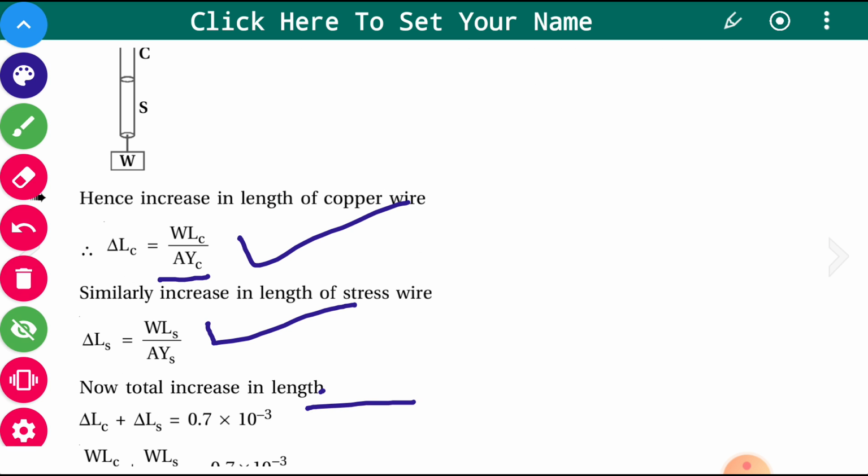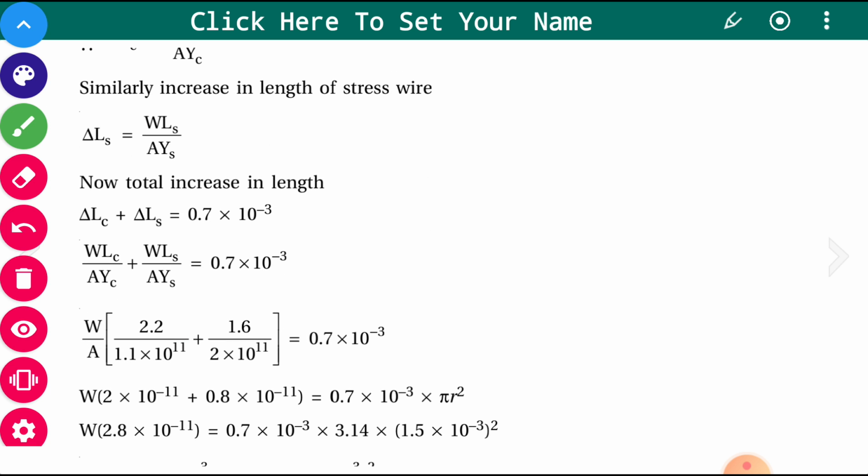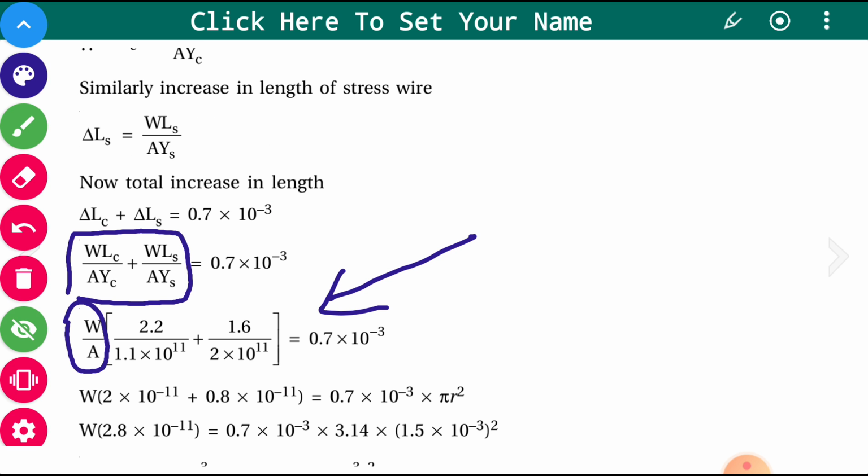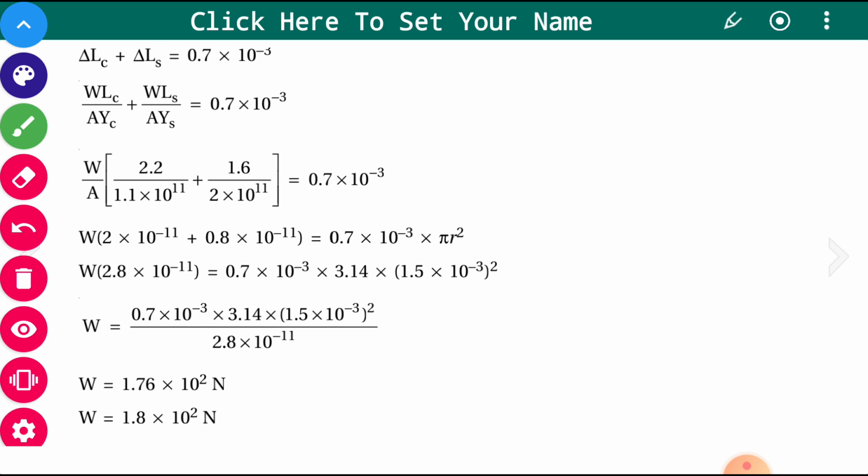Now the increase in the length of the system is given. So total increase is delta LC plus delta LS, that is 0.7 into 10 raised to minus 3. Now place these values here, that of delta LC and delta LS. W upon A is common. Write all the other values and simplify. Make W the subject of the formula by writing all the other values.